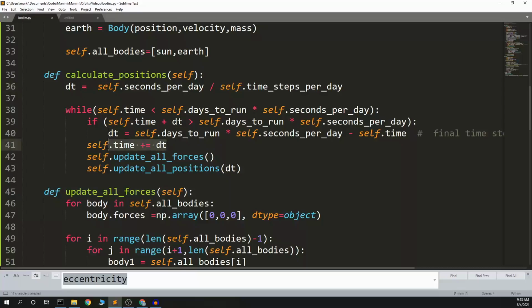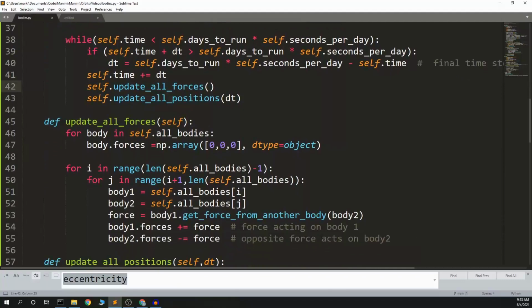We update the time. And now the next thing we do is update the force on every object. So we sum up the force on every object, update all forces. I have an array of the sun and the Earth, but this is only two bodies, and we could have 3 or 20 or 2,000, although I have this as an n squared problem, so it'll probably work in the hundreds and the thousands, but not the millions of bodies.